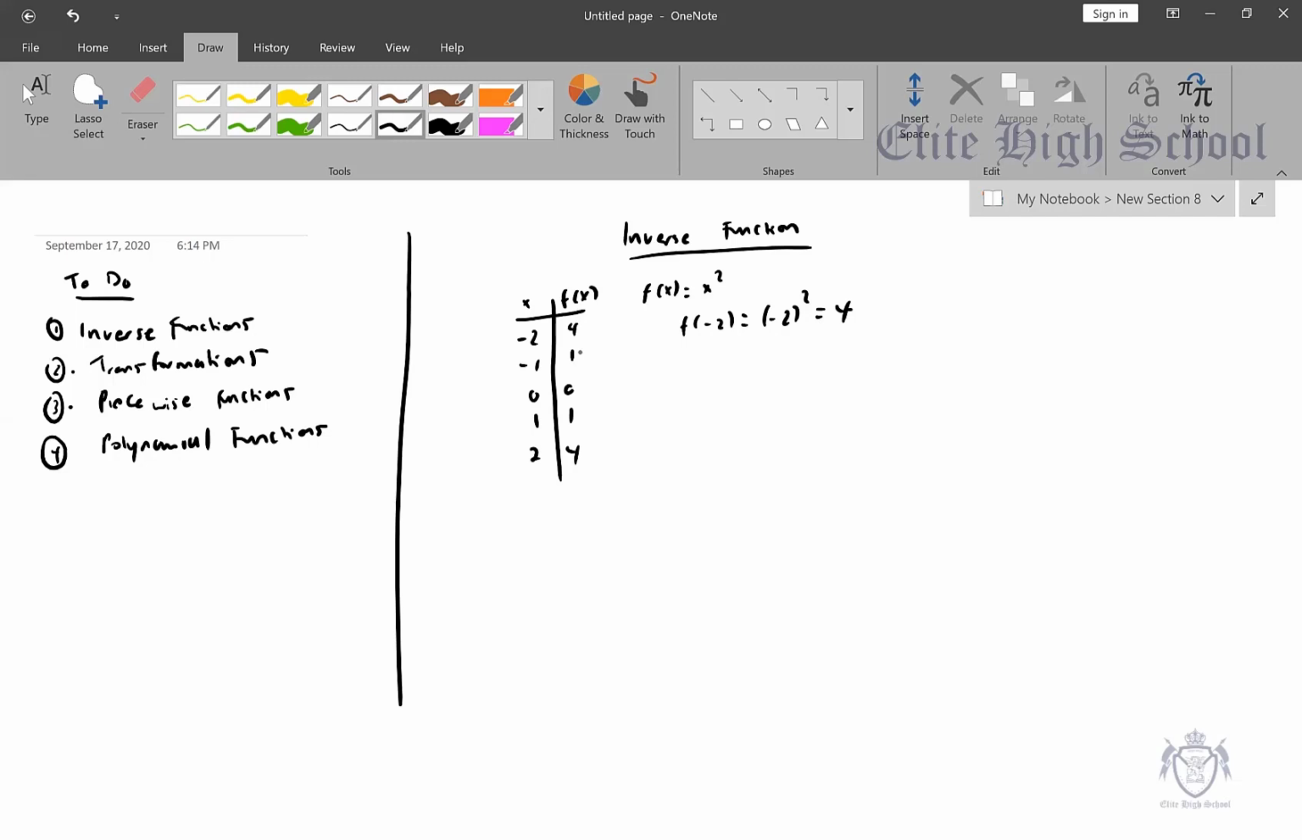Now these are some of the points that exist on your function, and you can plot these points on a grid, and that would basically generate the graph. Now what the inverse function is, it's a function where the x and y values are swapped, right?